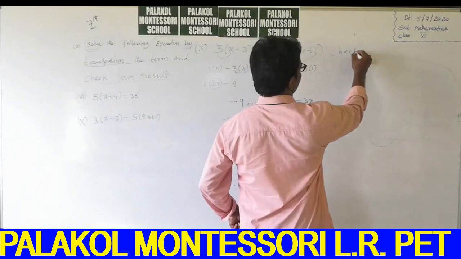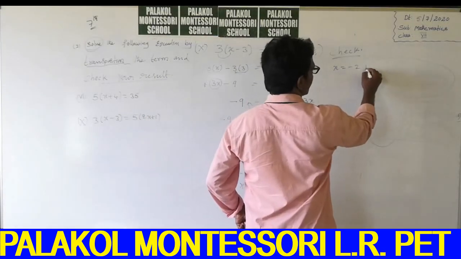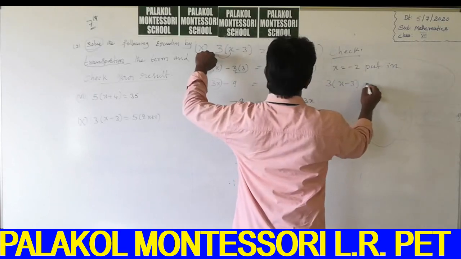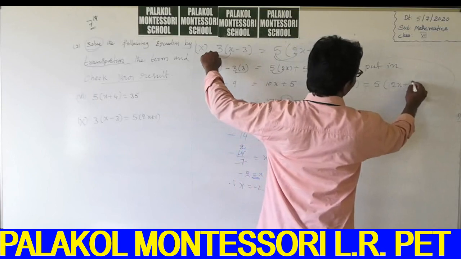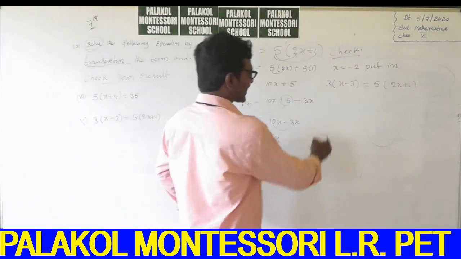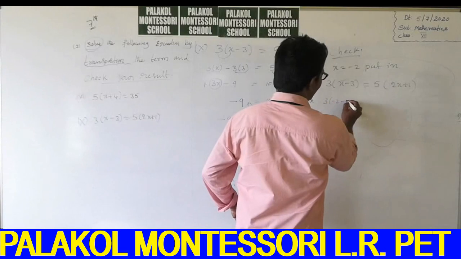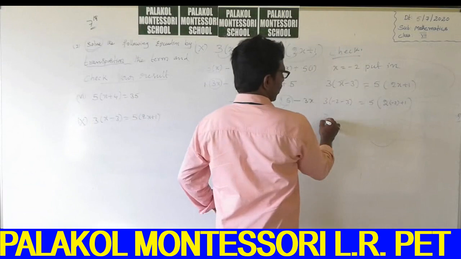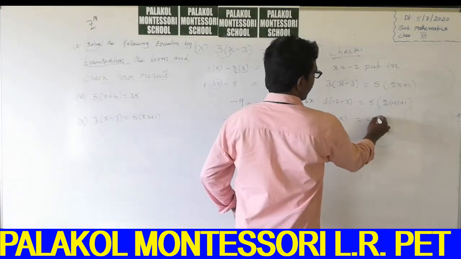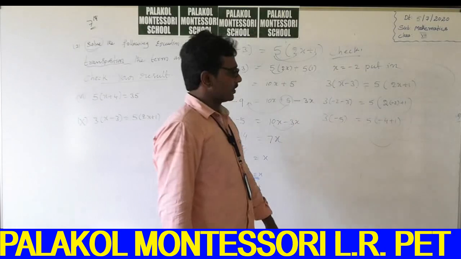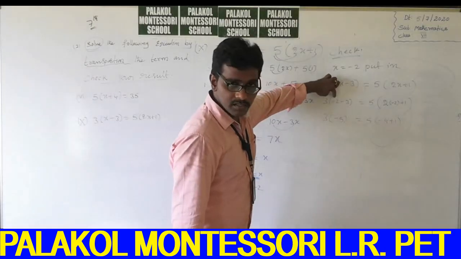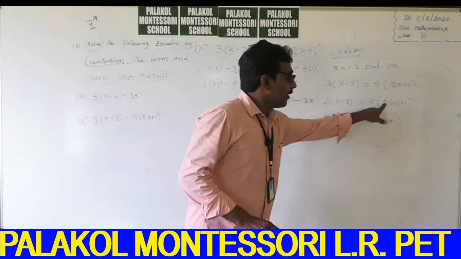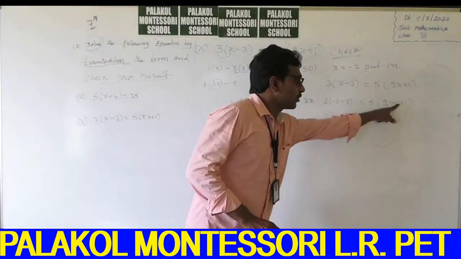Check. Put x equal to minus 2 in 3(x - 3) = 5(2x + 1). Okay guys, in the place of x you write minus 2. 3 of minus 2 minus 3 is equal to 5 of 2 of minus 2 plus 1. So 3 of minus 5, 5 of minus 4 plus 1. These are two negative numbers, so you write the negative sign and add these two numbers: minus 5. 2 twos are 4, minus 4 plus 1.